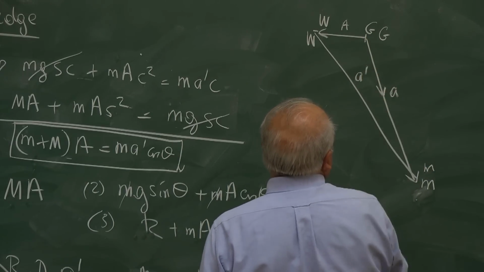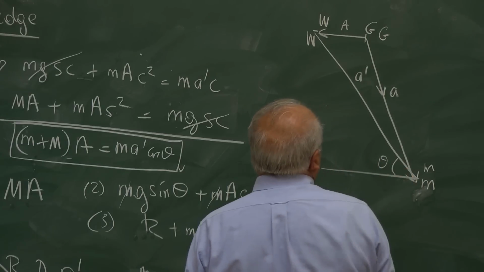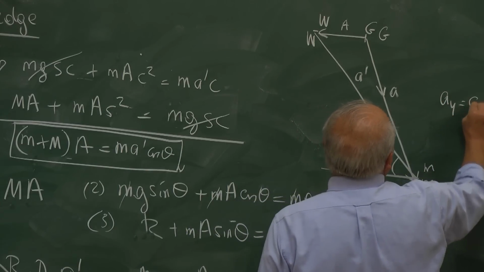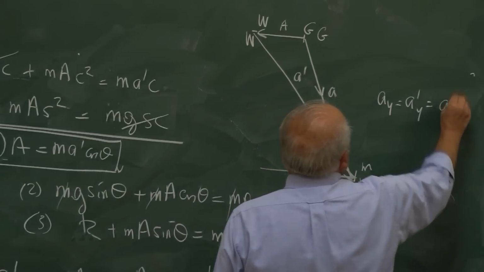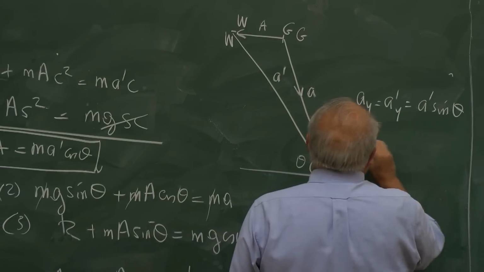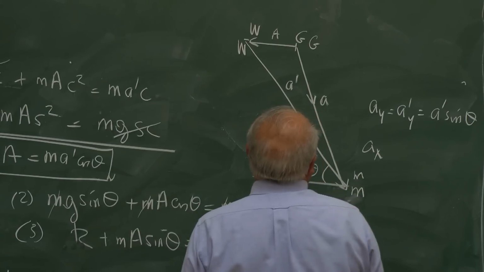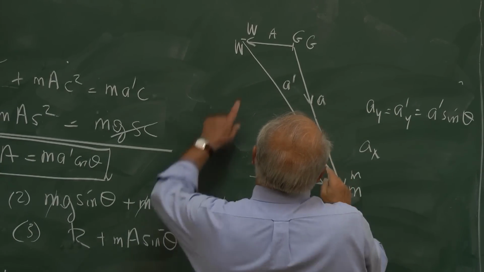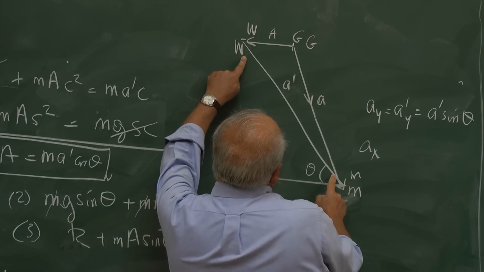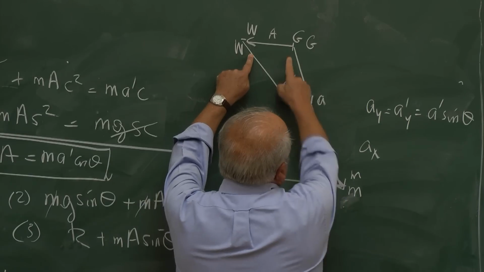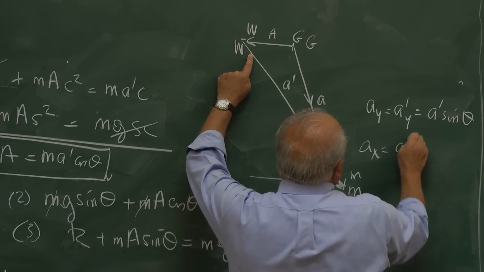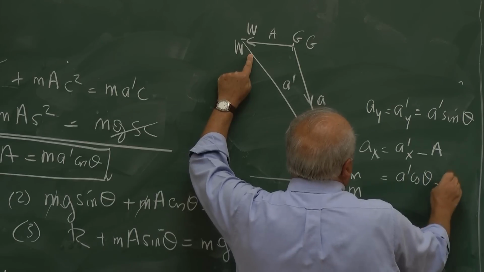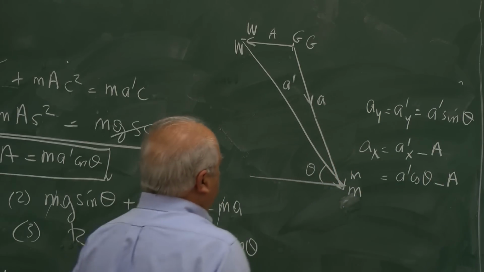So this is A prime, and we know this is theta. So it's very easy to find. AY is equal to A prime y, which is A prime sine theta, and AX, the x component of A, is shorter than the x component of A prime by A. So AX is A prime x minus A, which is A prime cosine theta minus A. Okay?